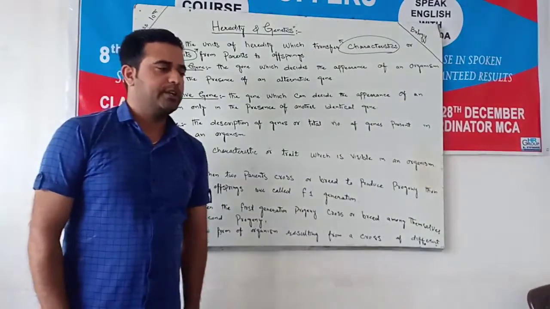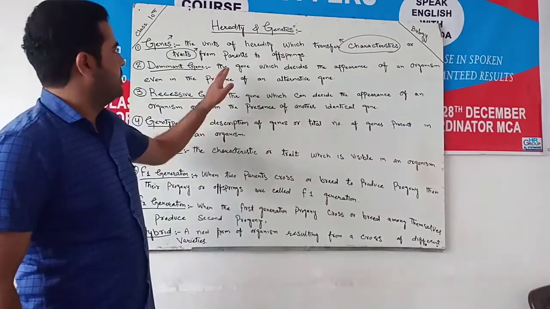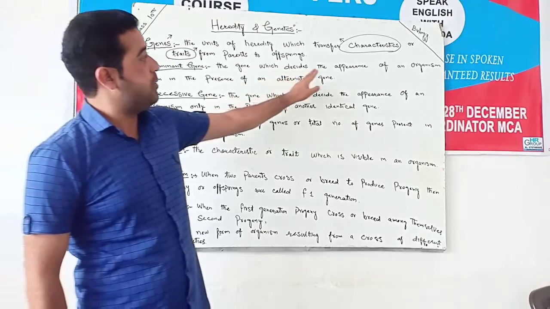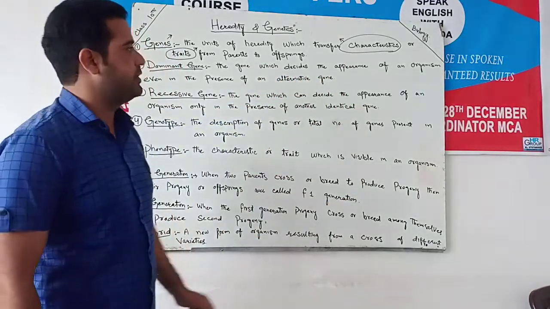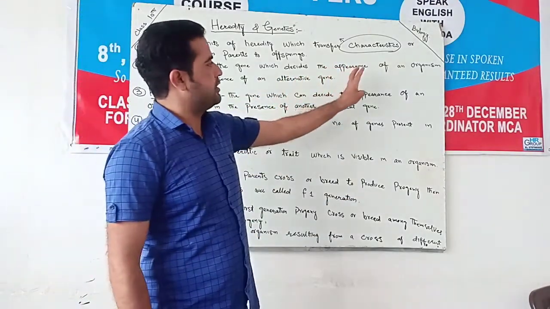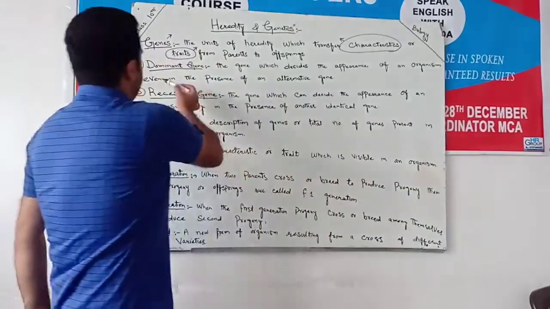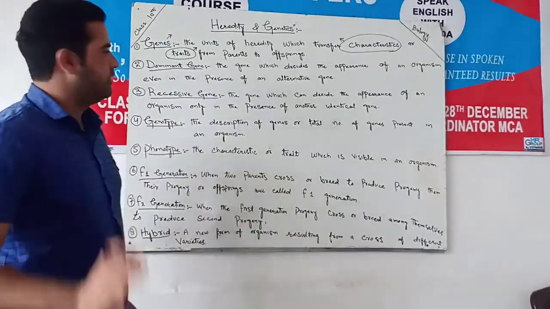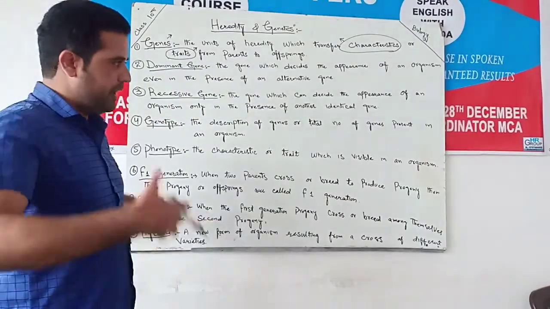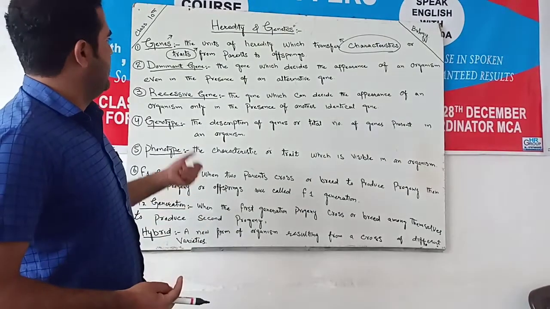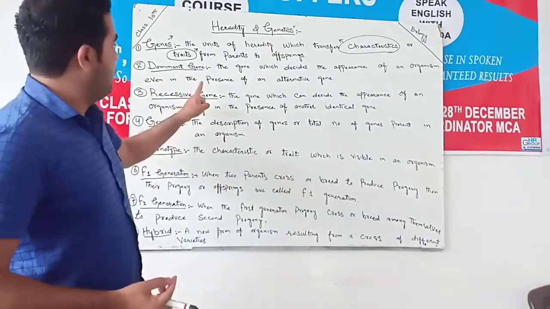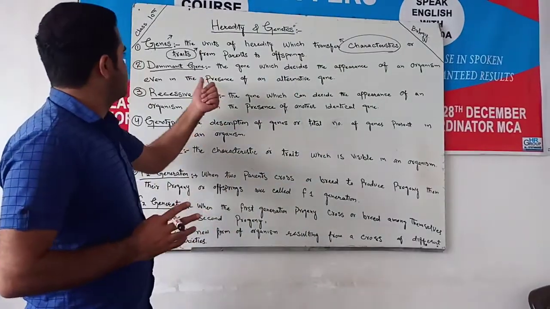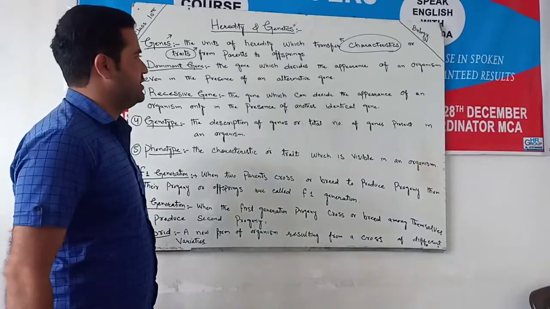What is a dominant gene? As I have written here, the dominant gene is the gene which decides the appearance of an organism even in the presence of an alternative gene. The gene which can decide the appearance of an organism, even if its alternative or opposite gene is present, is called the dominant gene.